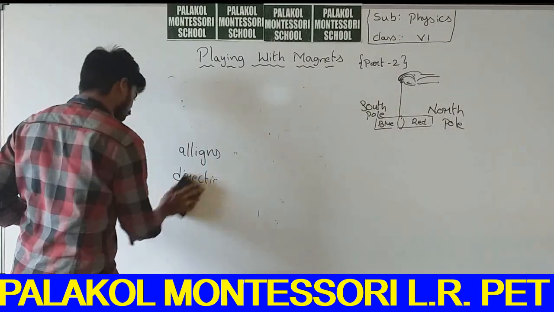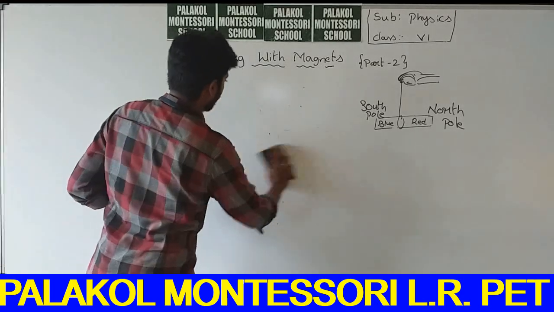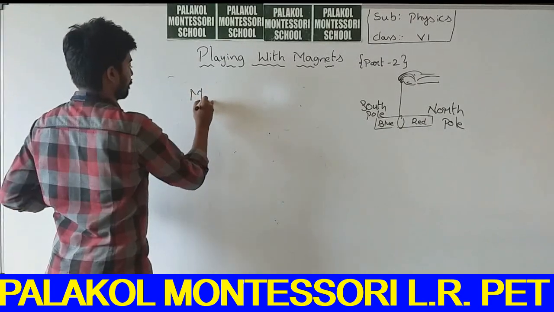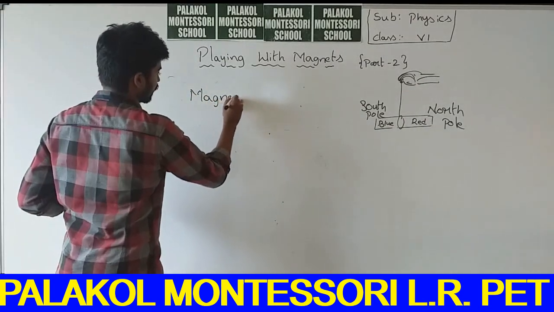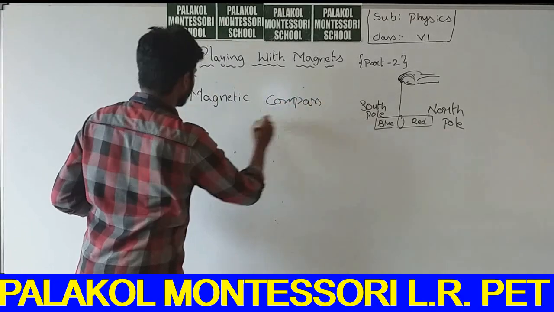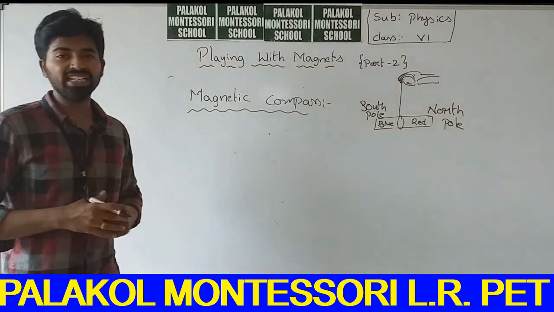So what is a magnetic compass? This directional property is used for making a magnetic compass.